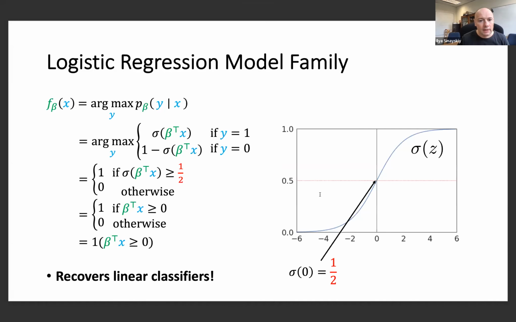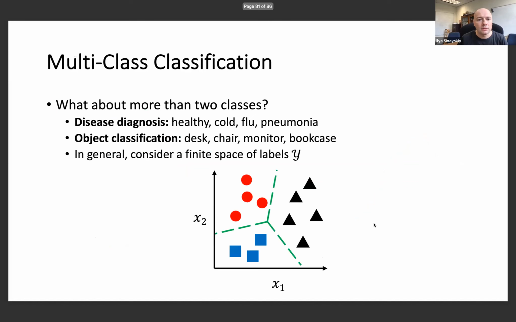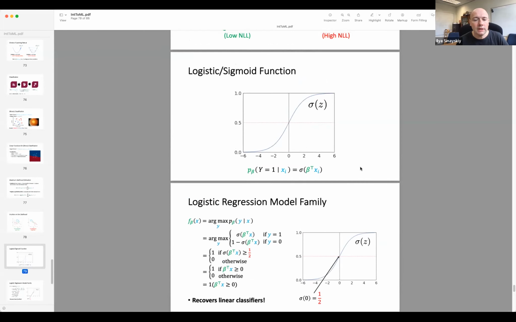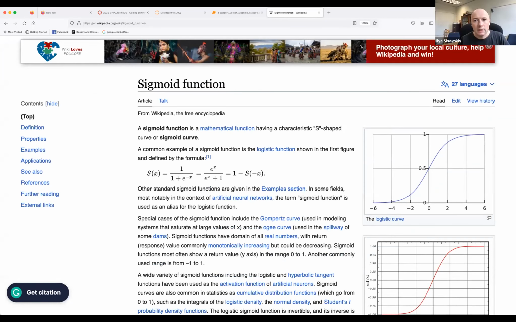Okay, let me show how the sigmoid looks, because it's just 1 over 1 plus e to the minus z. So for those of you who don't know what the sigmoid function is, it is something like this: 1 over 1 plus e to the minus x.